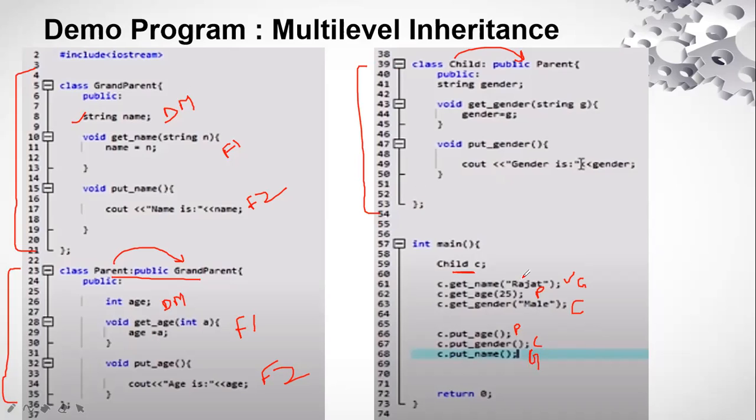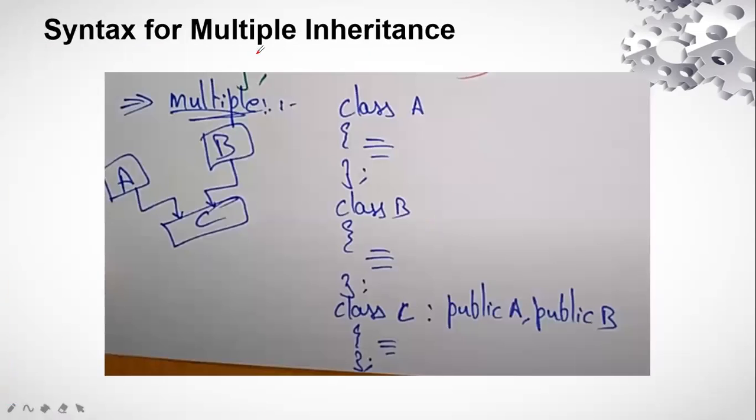So the final output will be Rajat 25 male, right? So this is how it is going to define it, that is, name is Rajat, age is 25 and gender is male. Fine. So this is multi-level. Now we move to the next, that is multiple inheritance.